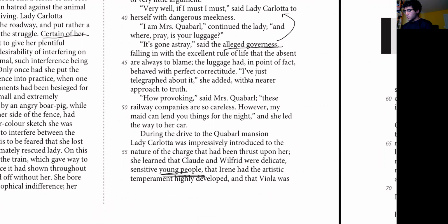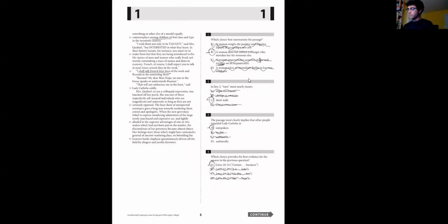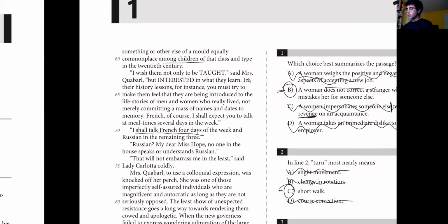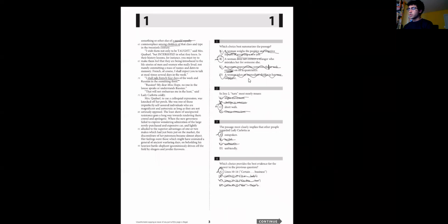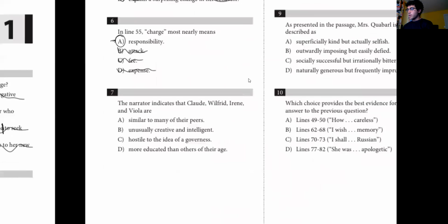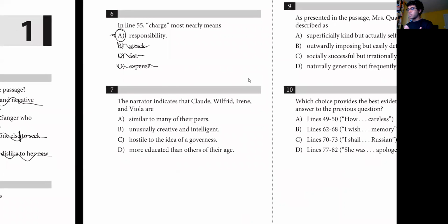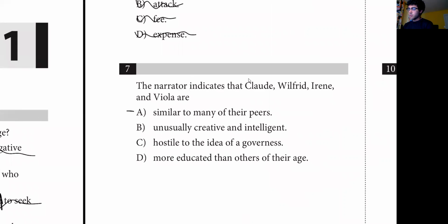That Irene had an artistic temperament that is highly developed, and then Viola was something or other of a mold equally commonplace among children of that class and type in the 20th century. So basically, they're just the same as any of their other peers, right? So A looks really good.